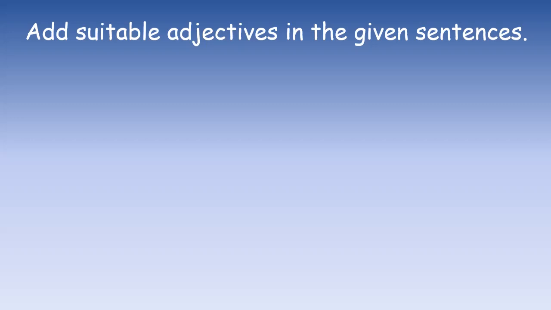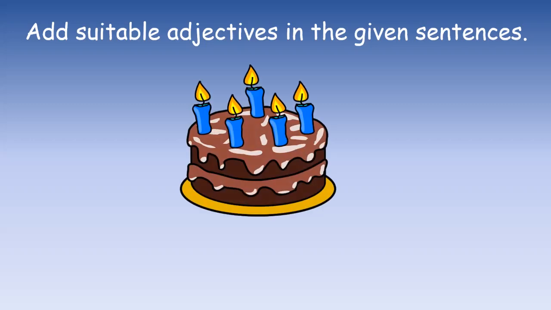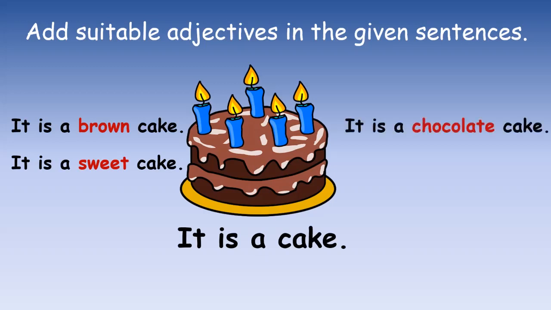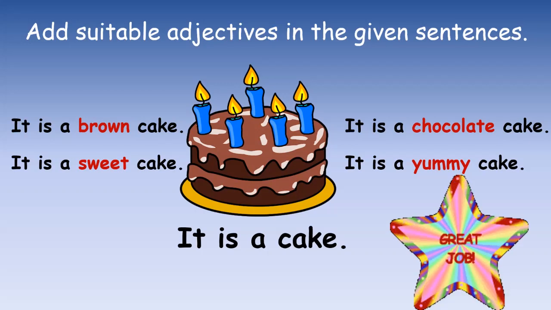Add suitable adjectives in the given sentences. What do you see in this picture? What kind of cake is it? It is a cake. So can you add adjectives? What kind of cake is it? It is a brown cake. You can say it is a sweet cake. It is a chocolate cake. It is a yummy cake. You have done a great job. Can you recognize all the adjectives over here?